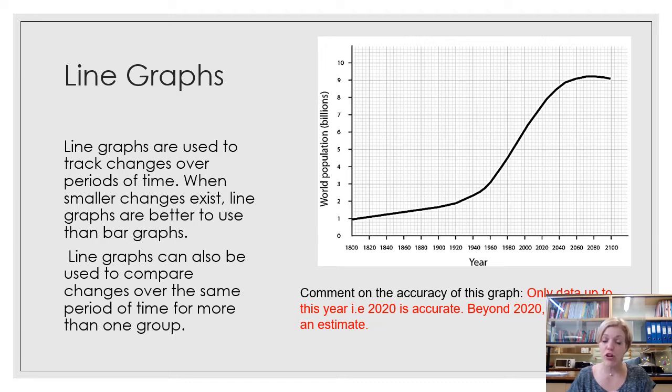Line graphs can also be used to compare changes over the same period of time for more than one group. So what does that mean, grade 8? What that means is I can have two sets of data or two variables on one graph. So I could have the world population on Earth and the world population on Mars, for example, if we were talking about way in the future. And then that graph would just be like two different colors, or instead of using circles for both, you use circles for one and crosses for another. And you would draw a little key in the corner to differentiate it.